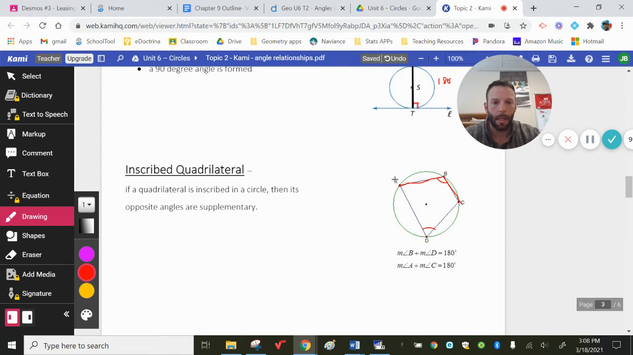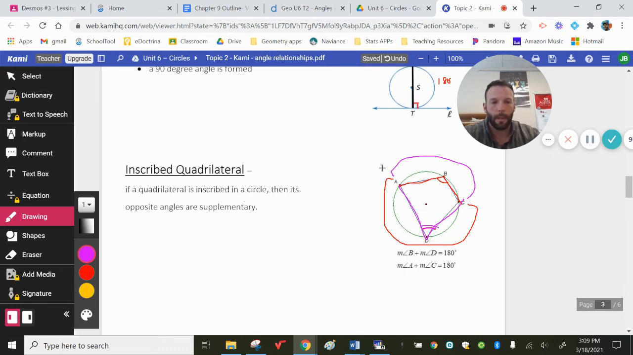So angle B intercepts the arc from A to C. Okay. Now on the other end, this angle over here, angle D, intercepts the arc that goes from A to C the other direction.